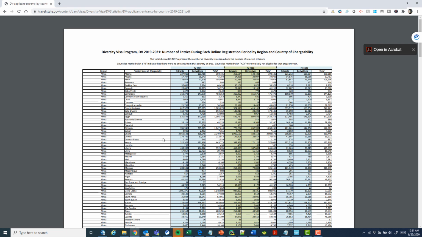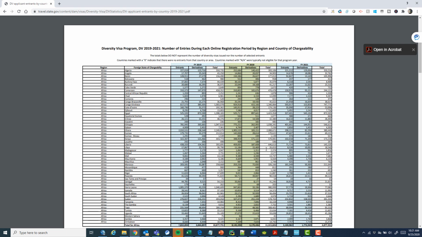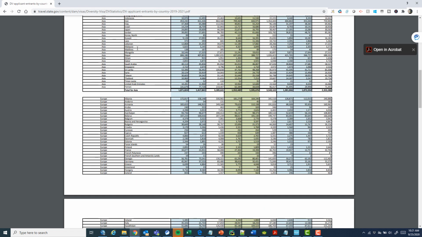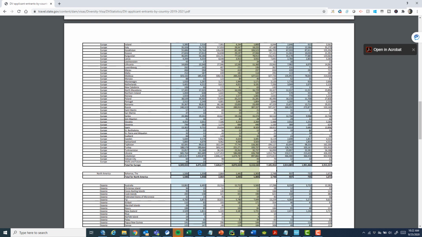passport rule. Okay, so now this data isn't just for Africa, it covers other regions as well. All the countries are here, so there's the Asian countries there, and you can see, again, a big decrease in the number of entries overall from 3.5 million people down to 2.3 million people. For Europe, it went from 7 million people down to 3.9 million people.